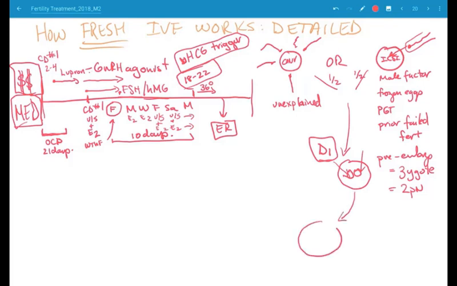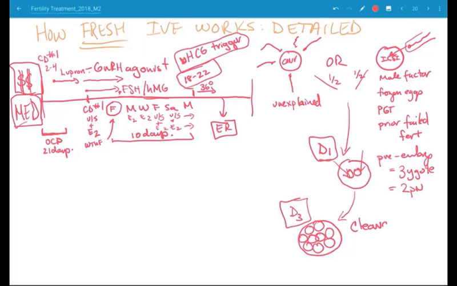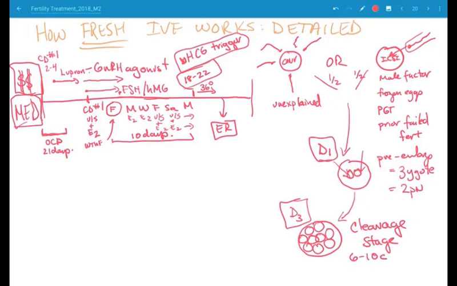And then we'll look at the embryos again on day 3. On day 3, you would expect to see certain features. This is called a cleavage stage embryo. What's happening is the cells are beginning to cleave. So you like to see 6 to 10 cells, less than 15% fragmentation, and then you like to see symmetry. These are the features that you're looking for on day 3.